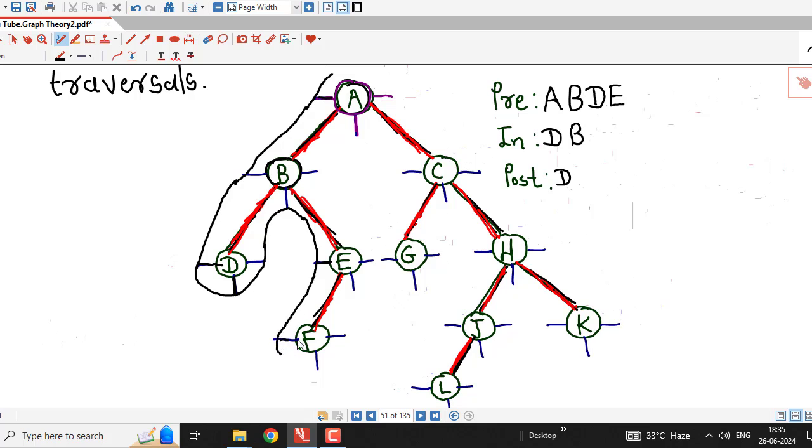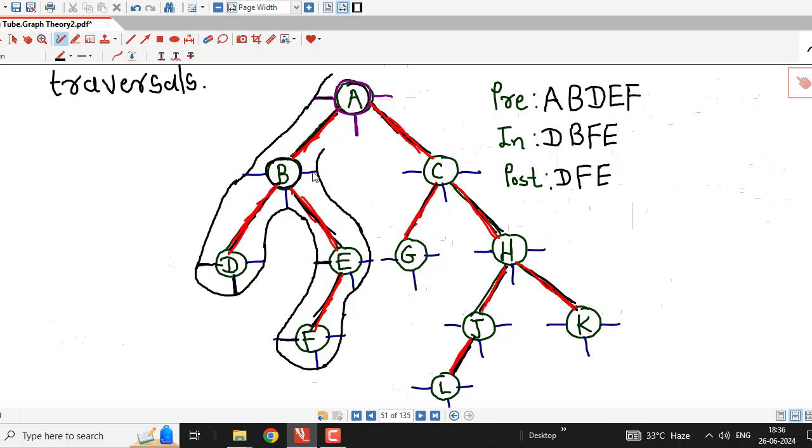For F, this line is for pre-order, this line is for in order. So I will write F here also, and it touches the line for post order also. So I will write capital F here also. Then I am going in this direction. For E, this line is in order, so I write E here, and I have to go in this direction. So we can see capital E is in pre-order also because of this line.